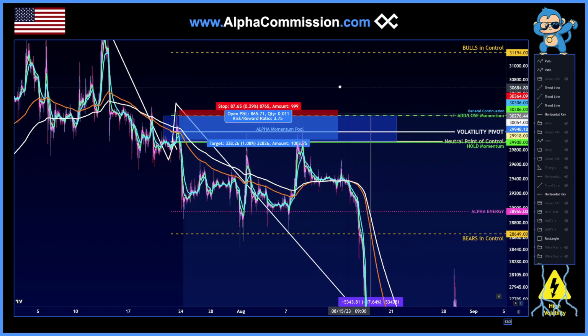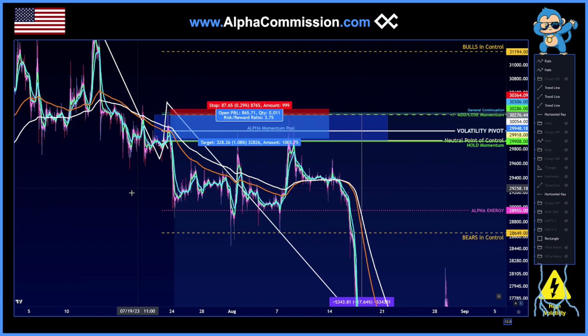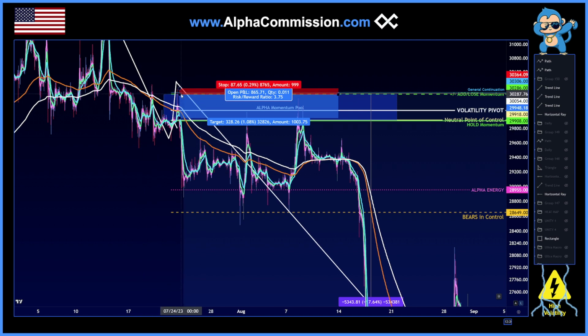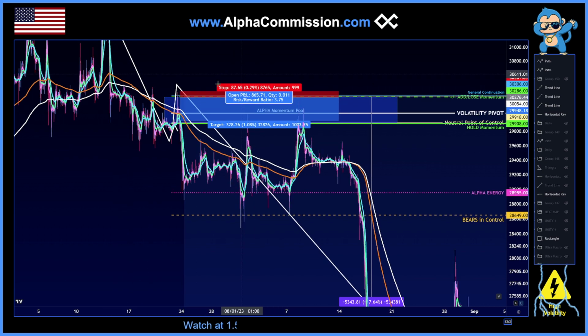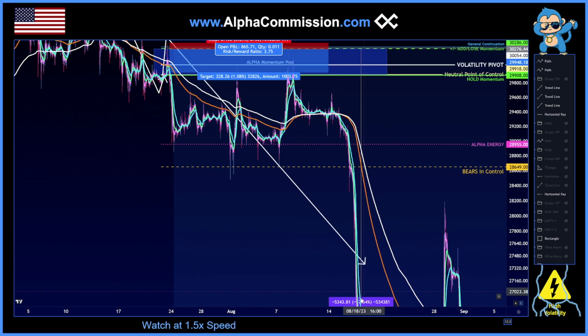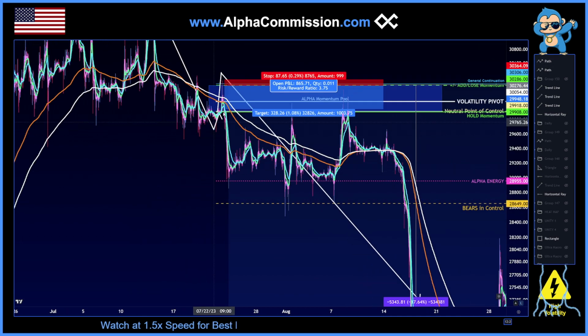Now you can choose the wick that you changed momentum off of. Now that's a 3.75 risk to reward. So if you're a scalper, that's reasonable, right? This is a 0.29% stop loss. 0.29%, and you got an 18% move off of it on your moon bag.